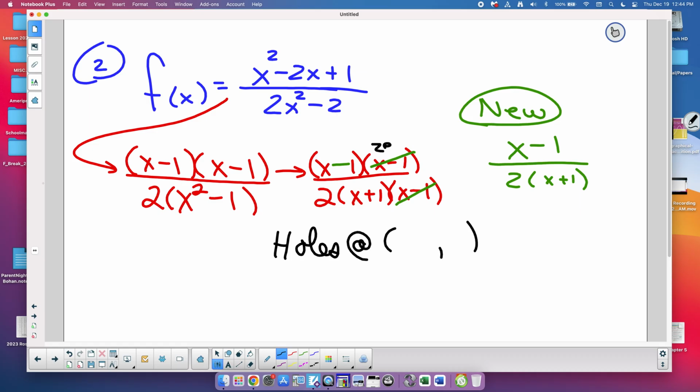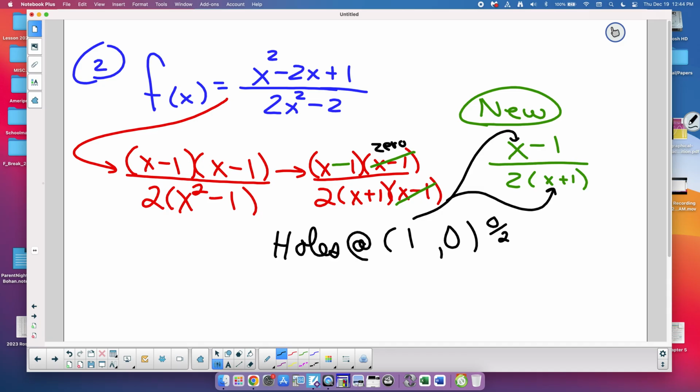What's the 0 coming out of this? It's 1. Okay, how do you get the y value? Go to the new function right here and plug that in. What do you get? 0 over 2, which is really just 0, isn't it? So where do we have a hole? At 1, 0. Now we know that. If you want to, go to your graph and put a hole at 1, 0. I'll do that later. Okay, what's next?